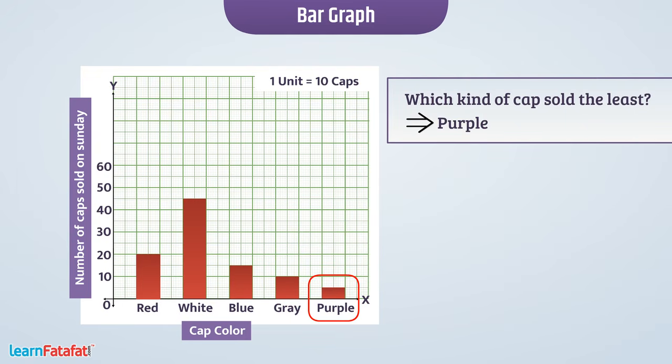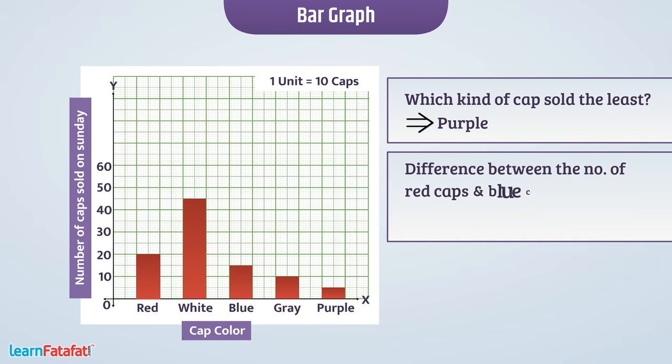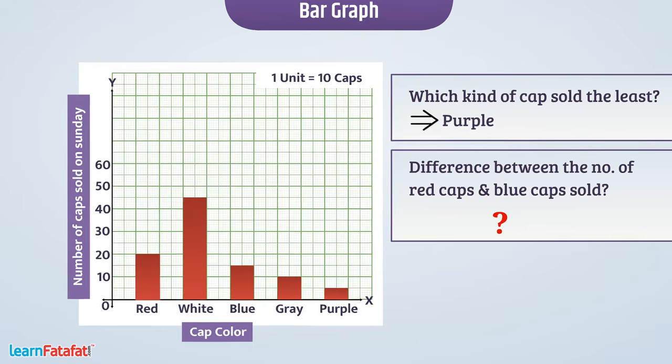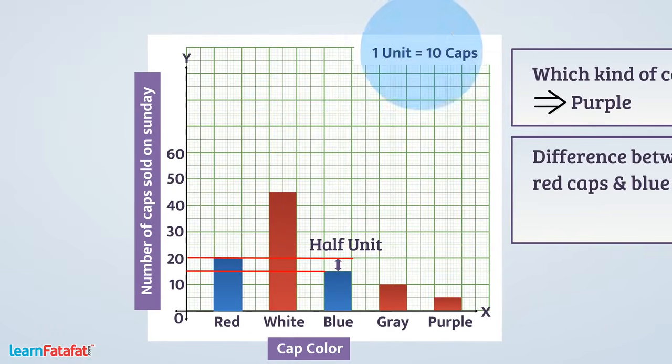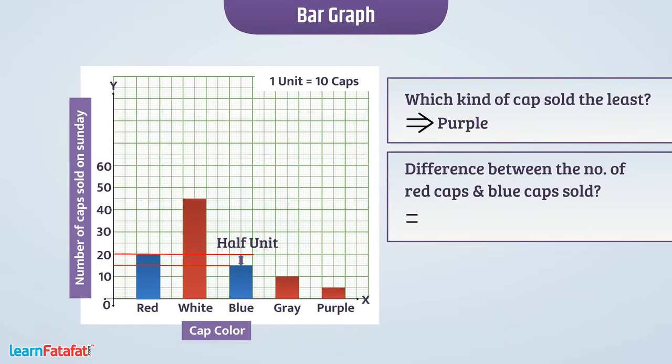Can you tell me what is the difference between the number of red caps and blue caps sold from the shop? We can see that the height of bars differ by half unit. Since 1 unit represents 10 caps, so we can say that half unit represents 5 caps.